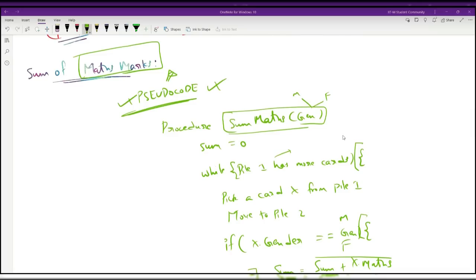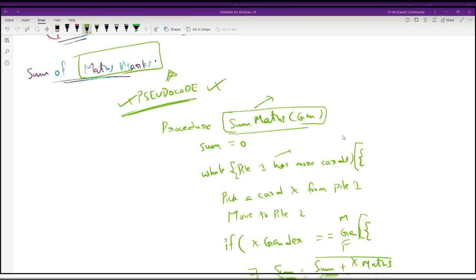We see here the procedure name. What is the procedure name? Everybody, I need everyone's response here. Sum maths with the parameter as gender. Yeah, I'm getting only your response, but I'm waiting for others as well. Okay, guys, I'll move on. Don't understand. Can you repeat this procedure? Okay, definitely I'll repeat this procedure.